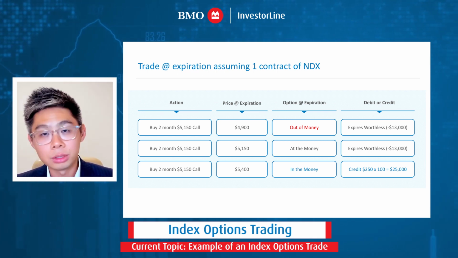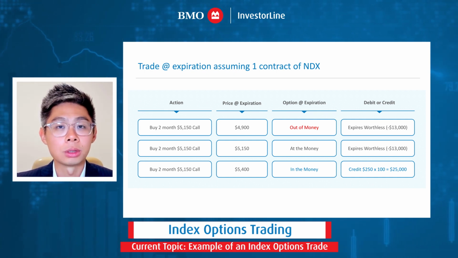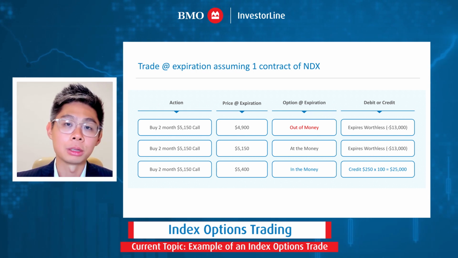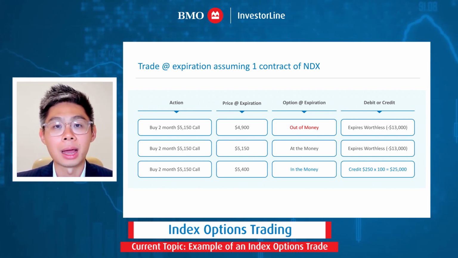Then I have to sell the security in order to realize my profits. Here, with an index option, the transaction is much cleaner, and my total profits at the end are simply deposited into my account at expiration.